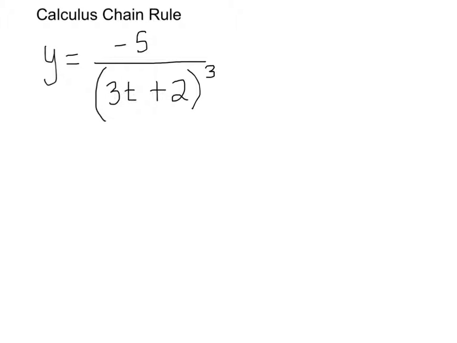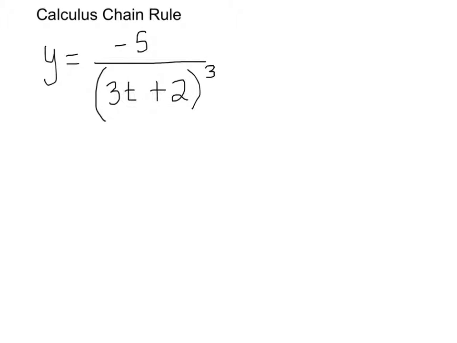So I've got a little more difficult example of the chain rule. In this case, it's a little harder because I've got a fraction here. Now what I'm going to have to do to find this derivative is use the quotient rule because I've got a fraction. But when I take the derivative of the bottom, you can see I'm going to have to use the chain rule, because I have an inside and then an outside function. Okay, and so let's start it.